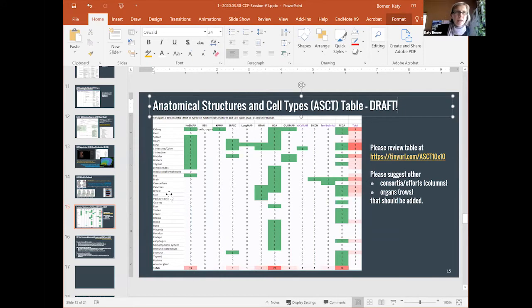So I think we have skin in here. And currently it would be H10 and TCGA. But if there are others which also deal with skin, please annotate or add it to the Google form that is associated with this particular session. Thanks.